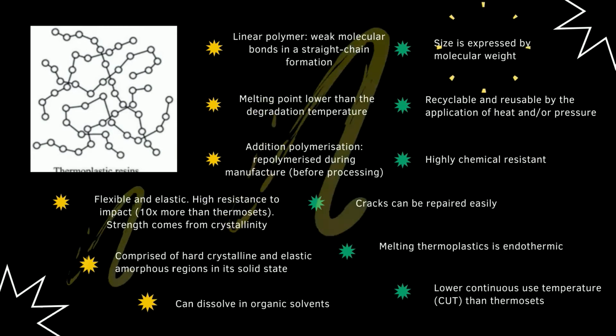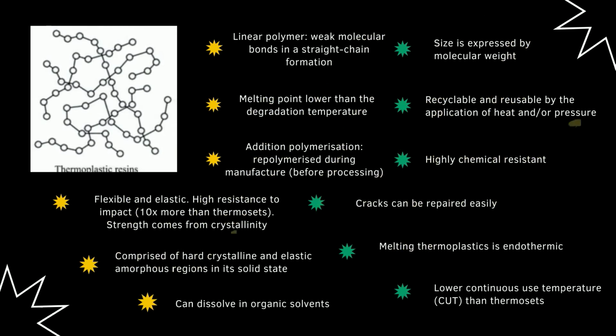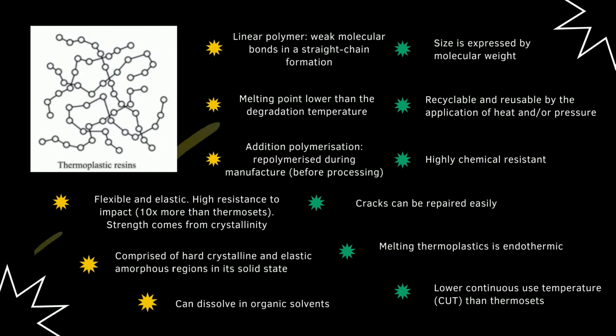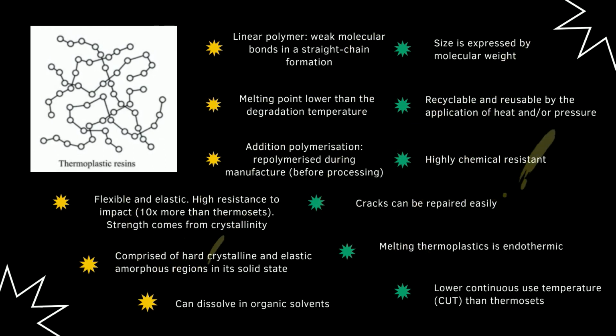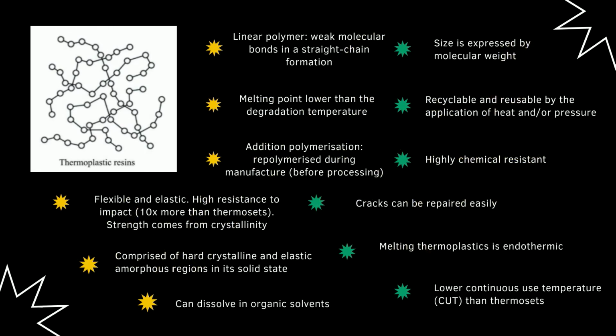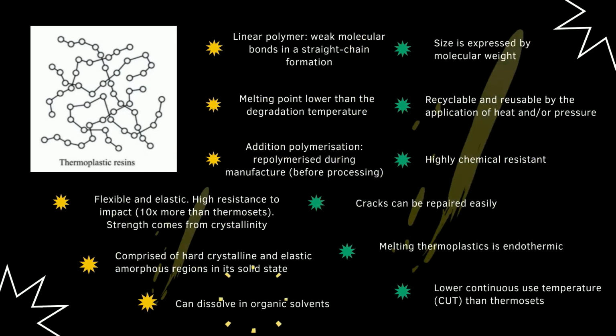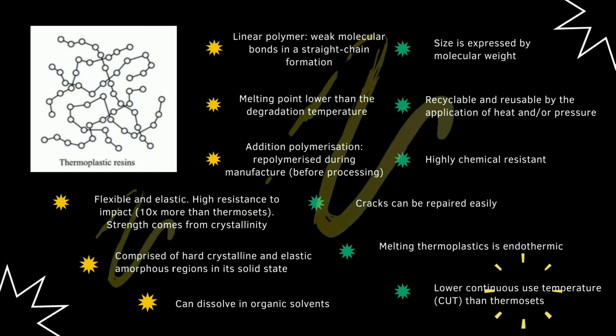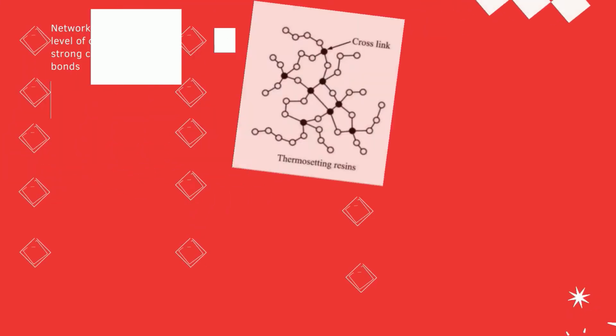The size is expressed by the molecular weight, with a melting point lower than the degradation temperature. It is recyclable and reusable by application of heat or pressure. Addition polymerization can be polymerized during the manufacture. Highly chemical resistant. It is flexible and elastic, with high resistance to impact, comprised of hard crystalline and elastic amorphous regions in the solid state, and can be dissolved in organic solvents. The cracks can be repaired easily. The melting of thermoplastic is endothermic, with a lower continuous use temperature (CUT) than thermosets.